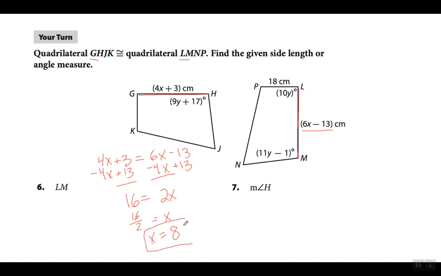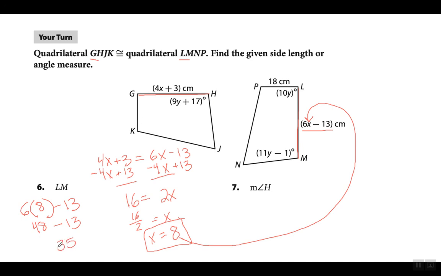However, that was not the question. The question is, what does LM equal? So now I have to substitute x equals 8 right here. It's going to be 6 times 8 minus 13. I follow the order of operations and multiply before I subtract. 6 times 8 is 48. And now I have to do 48 minus 13, which gives me my final answer of 35. So number 6 is 35 centimeters.